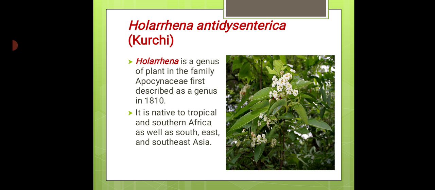Then the second medicinal plant is Holarrhena antidysenterica. The common name of Holarrhena antidysenterica is Kurchi, or Kuda. Holarrhena is a genus of plant in the family Apocynaceae, which was first described as a genus in 1810. It is native to tropical and southern Africa as well as South, East and Southeast Asia. This is the plant of Holarrhena antidysenterica.